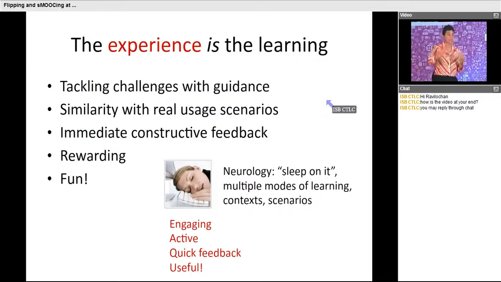So bottom line, you use the technology to make it more engaging, more active. You want the students tackling challenges and doing things on their own. You want to give quick feedback, because that's really essential. And finally, you want it to be a very, very useful type of experience. So I think with that, that's how I've attacked this subject.